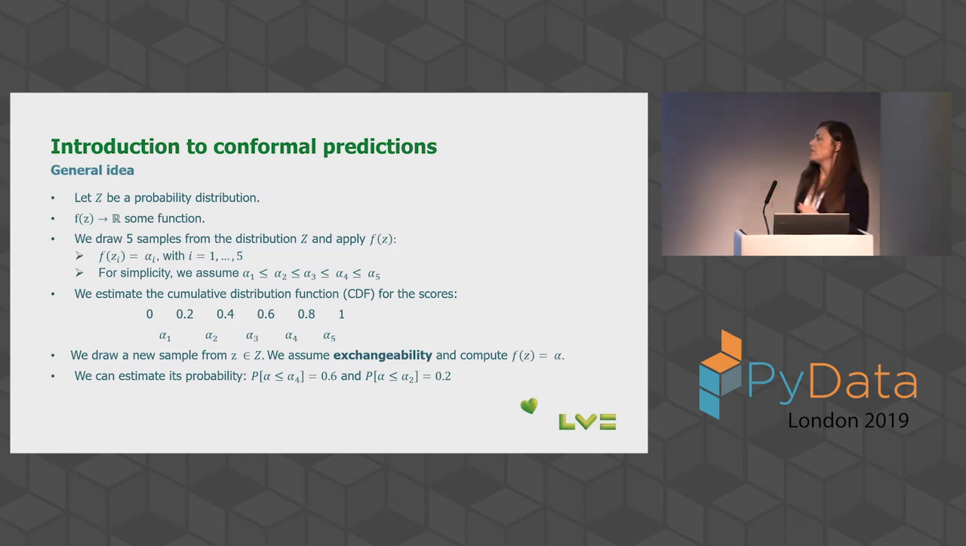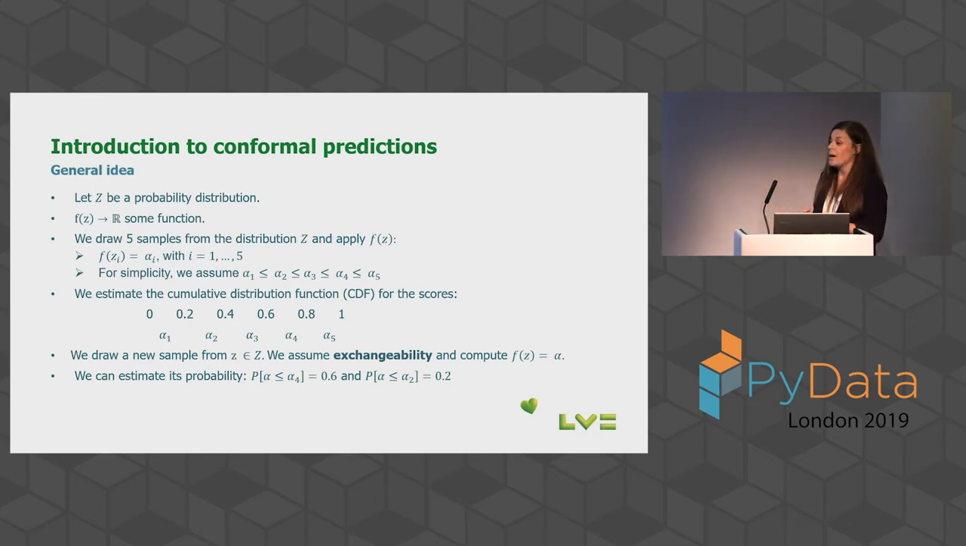So we have the function, we have the probability distribution, and then we draw 5 samples. I know it's not enough, but it's just a toy example. We draw these samples and score them using the function we have previously defined. If we assume that alpha 1 is smaller than alpha 2 and so on, and use a little bit of imagination and assume they are equally distant, we can estimate the cumulative distribution function of this score.